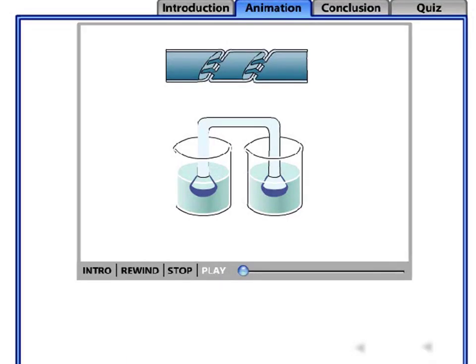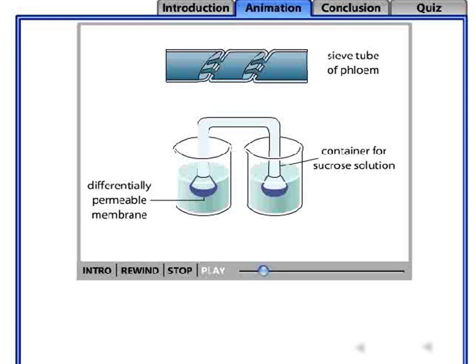This apparatus of beakers and funnels simulates the flow of a sucrose solution in the phloem of a plant. The funnels and connecting tube represent a sieve tube of the phloem. Differentially permeable membranes cap the funnels at the source and sink ends, allowing water but not sucrose to cross.